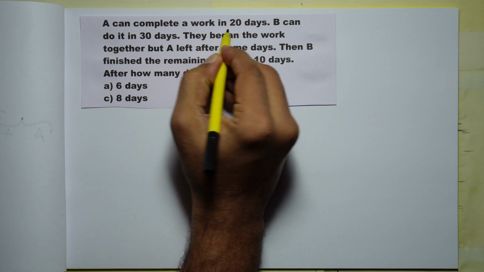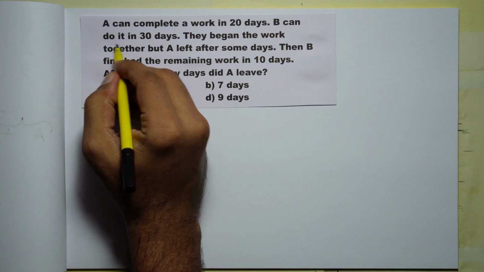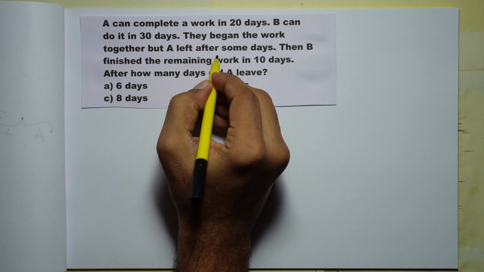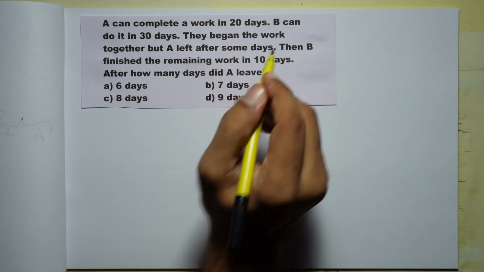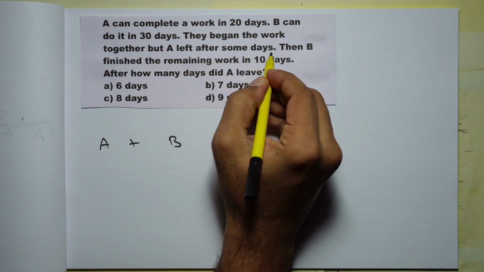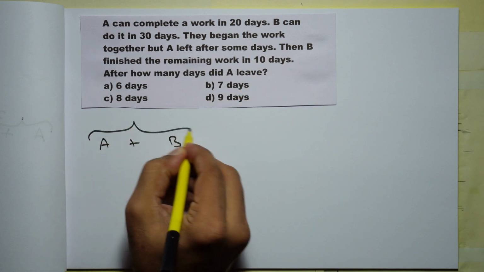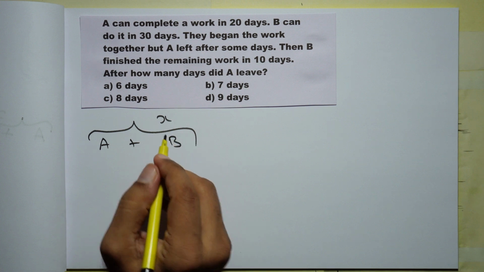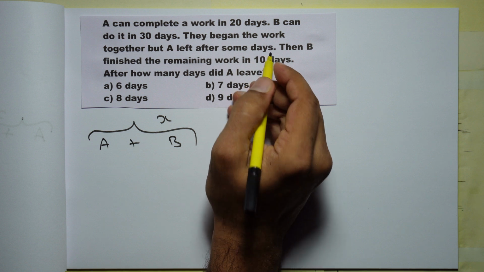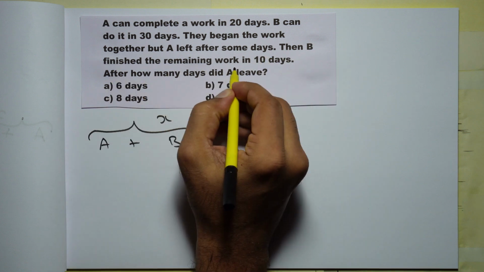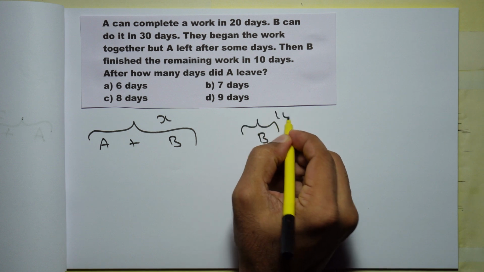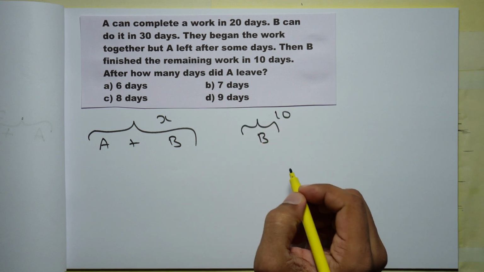A can complete a work in 20 days. B can do it in 30 days. They began the work together, but A left after some days. So A and B started doing the work together, but A left after some days. We will assume that they initially worked for X days. After working jointly for X days, A left. Then B finished the remaining work in 10 days.